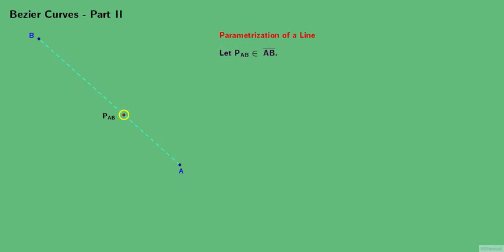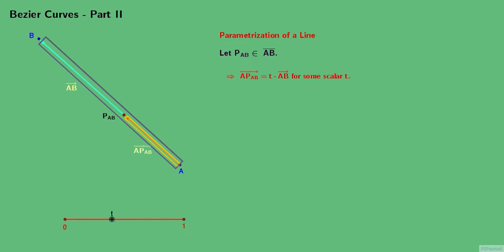Let P sub AB be a point on the segment between A and B. Then the vector AP sub AB should be a scalar multiple of the vector AB. T is a real scalar between 0 and 1. It represents the ratio between the lengths of AP sub AB and the vector AB.